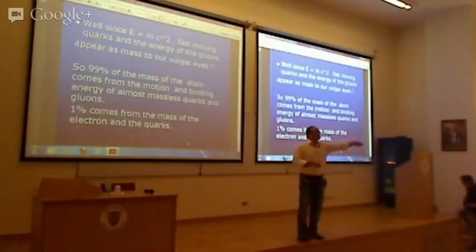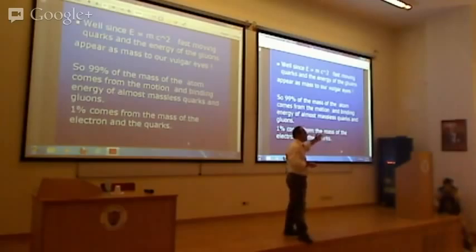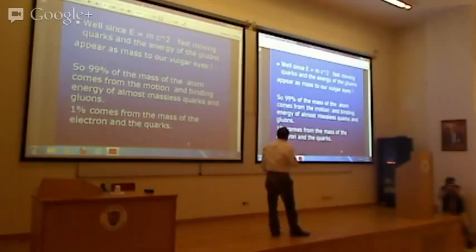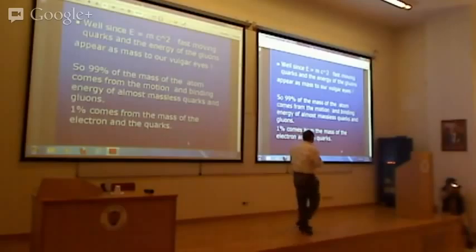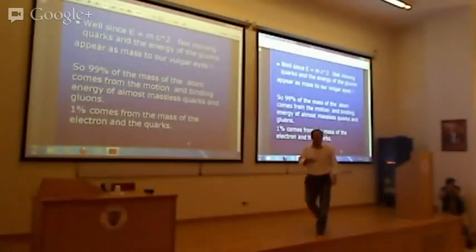Okay, you look at the universe, you see 4% of the mass in stars, and basically it is kinetic energy and binding energy. Now, this 1% comes from the mass of the electron and quarks. This 1%, even though it is small, is important, and we shall see.